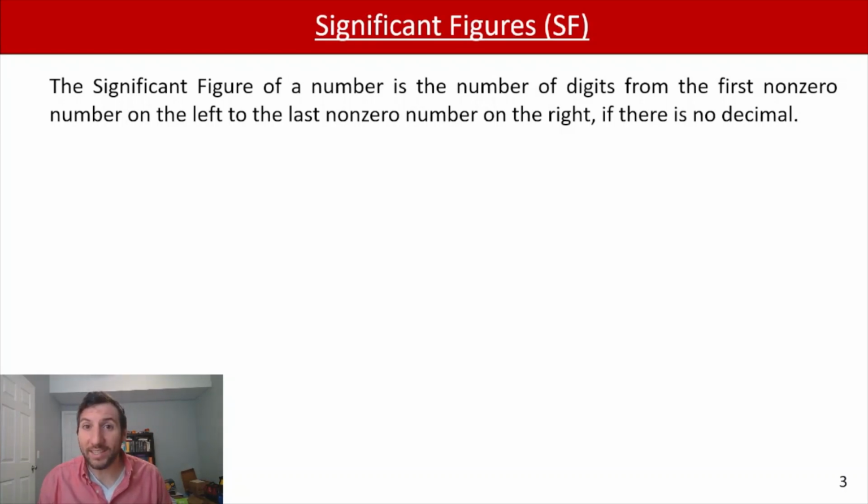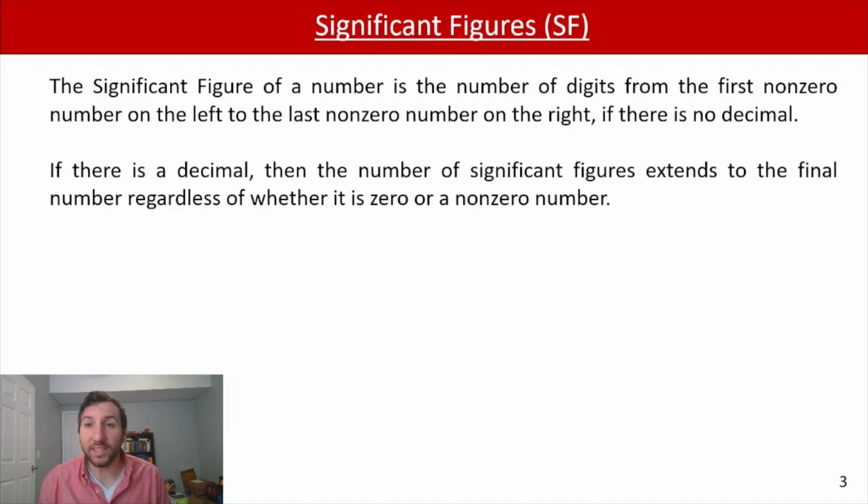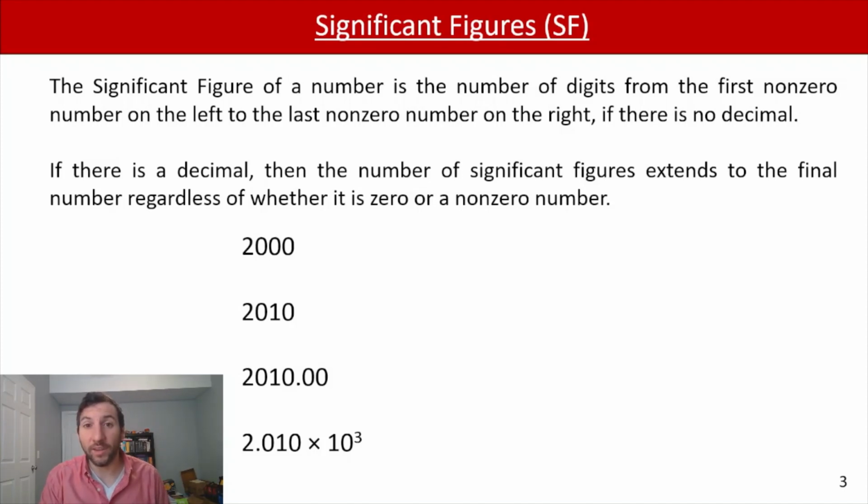Now, if there are decimals, then the number of significant figures extends to the final number regardless of whether it is 0 or a non-zero number. And so what I have here are a few different examples for you to try and identify what the number of significant figures are in these numbers. If you want to, you can pause the video right now and try to figure it out on your own. And that's great. But if not, continue watching the video and we'll go through it. What I'm going to do now is identify where the last significant figure is in each of these numbers, and I'm going to mark it up with red.